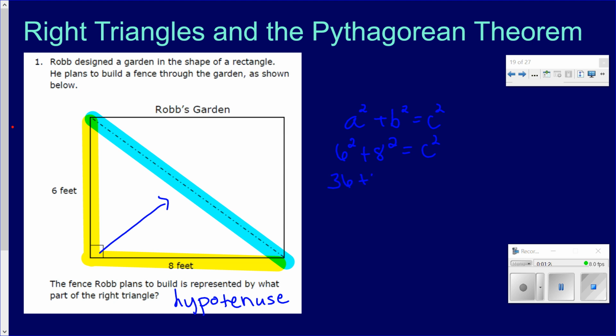36 plus 64 will give me c squared. 36 plus 64 gives me 100. So 100 is the area of the square that is off of the hypotenuse. So if that's the area of the square, I'm going to find the side length to give me the length of the side. The square root of 100 equals 10. So 10 feet would be the length of the fence for Rob's garden.